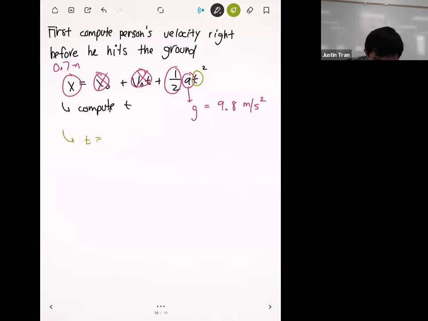The only unknown in this equation is t. If we solve for t, we get t equal to the square root of 2 times x divided by g. If we do that, we get 0.378 seconds. So it's going to take him 0.378 seconds from the time he jumps off the ledge before he hits the ground, and we can compute velocity from this.